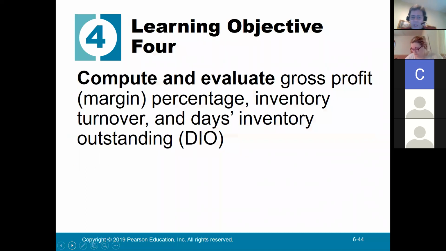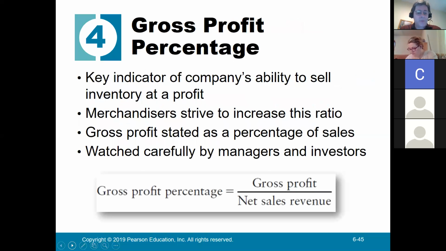All right, some ratios, calculations. When we want to compare our inventory and compare how we're doing to past years or to other companies, we use these ratios. The first one is gross profit percentage, often referred to as gross margin or gross margin percentage.